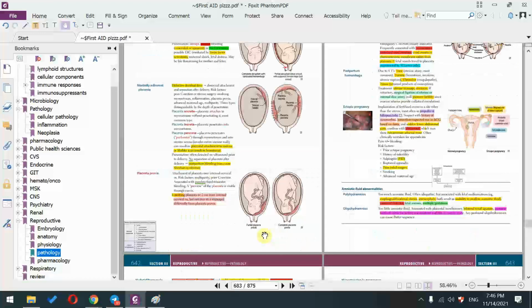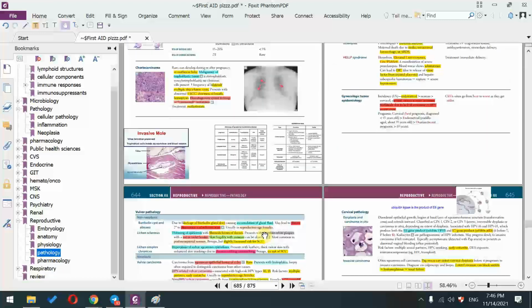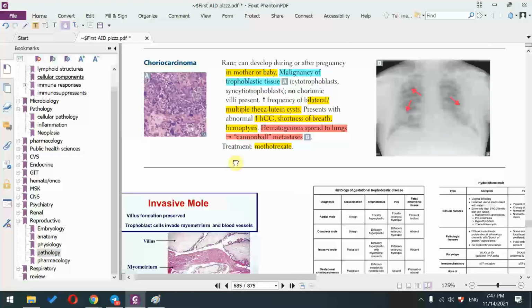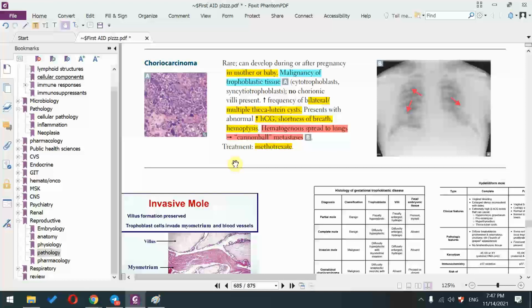Choriocarcinoma is the cancer of the uterus. So it's the trophoblastic cells inside of the uterus, okay? And this cancer is super important, guys. It can lead to a huge amount of HCG secretion, and also it can metastasize most commonly to the lung. We call it the cannonball metastasis.